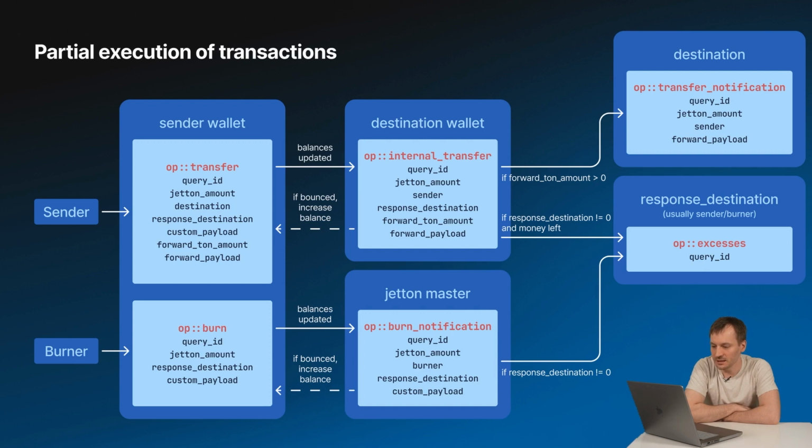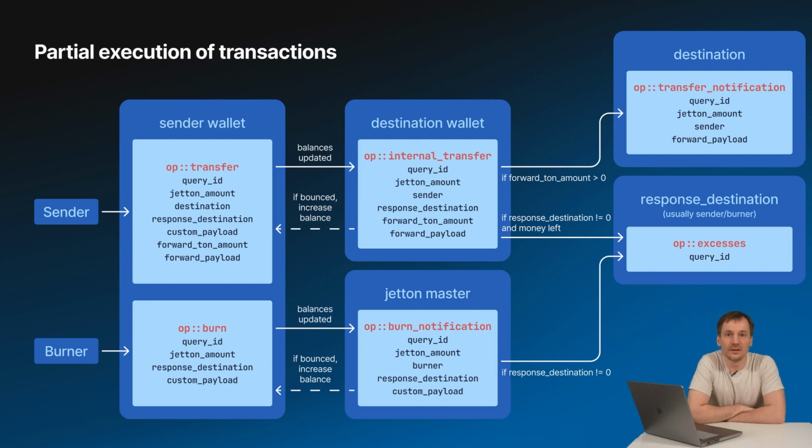Sender sends a transfer message to its wallet, the sender wallet, and the sender wallet reduces the token balance. Sender wallet sends an internal transfer message to the recipient's wallet. Destination wallet increases its token balance. Destination wallet sends a transfer notification to its owner. And destination wallet returns excess gas with an excesses message to the response destination. Actually, that is usually the sender.